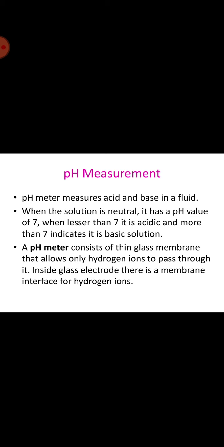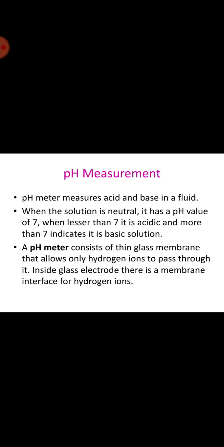So, the measurement of pH is essentially measurement of millivolt signals by special methods. And if the solution is neutral, then it has a pH value of 7. When it is acidic, it has a pH value lesser than 7. And when the solution is basic or alkaline, then it has a pH value of more than 7.